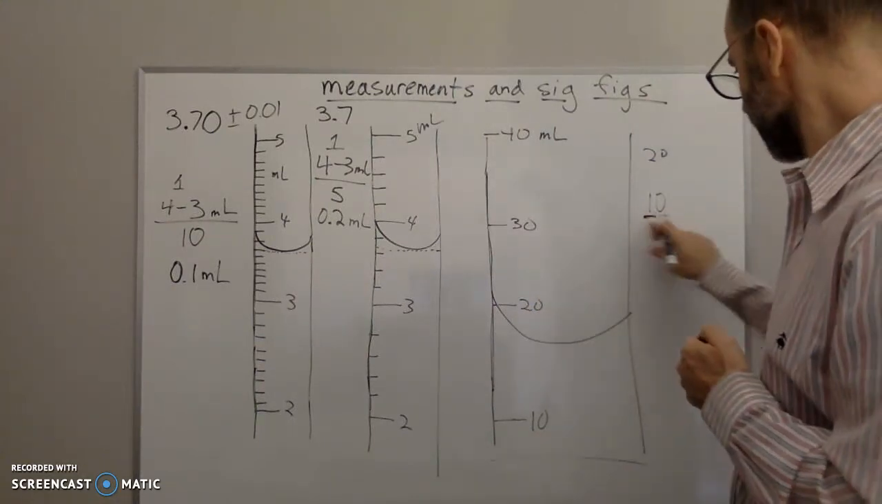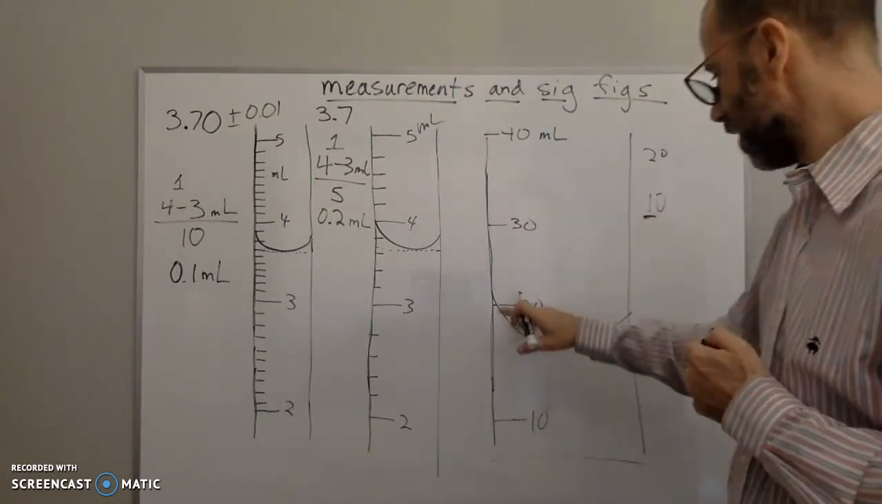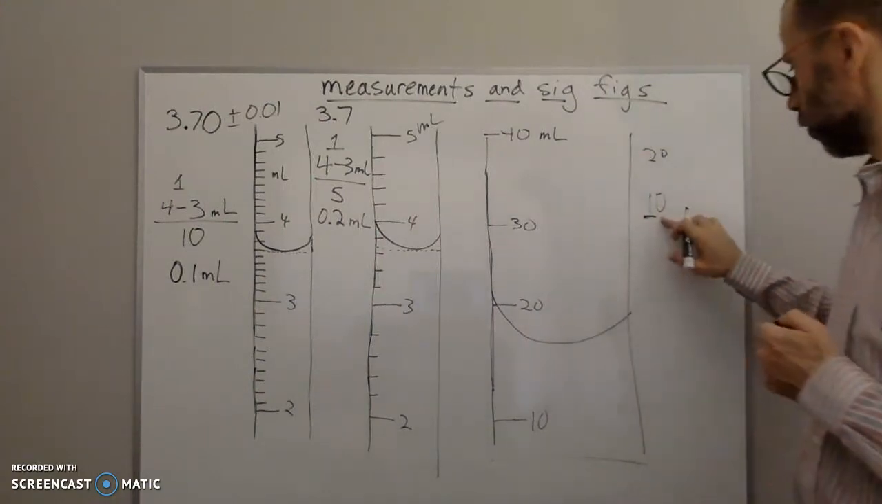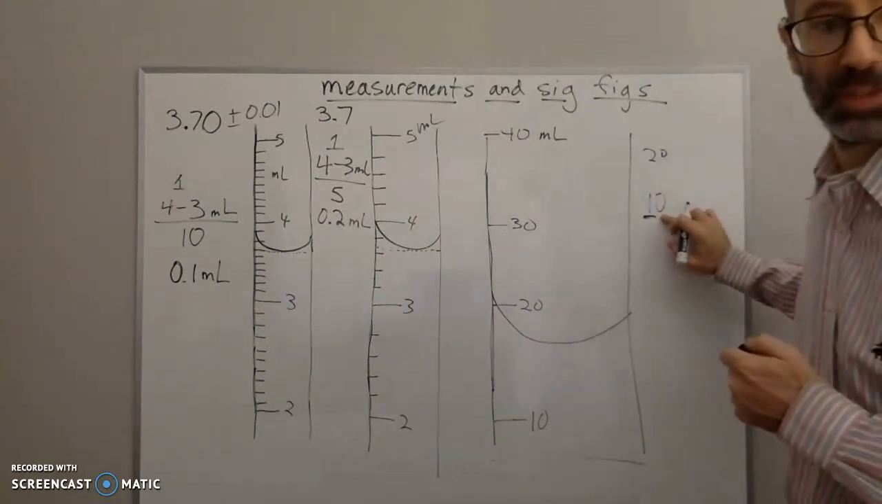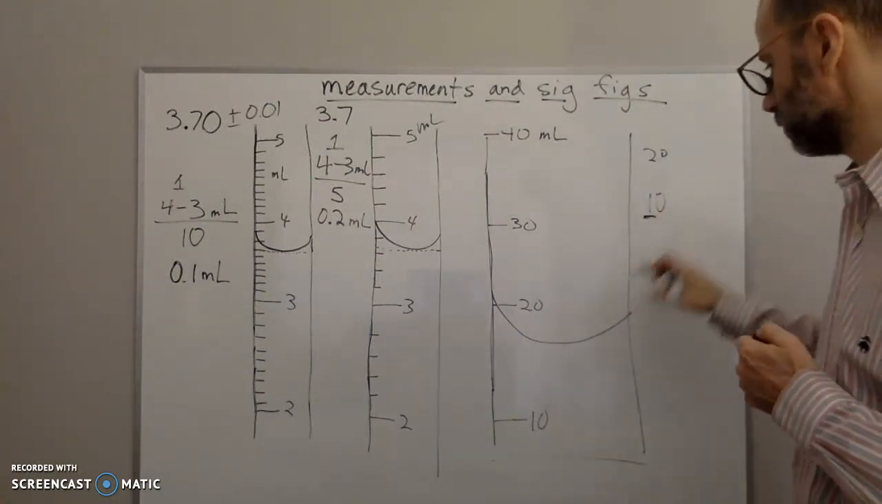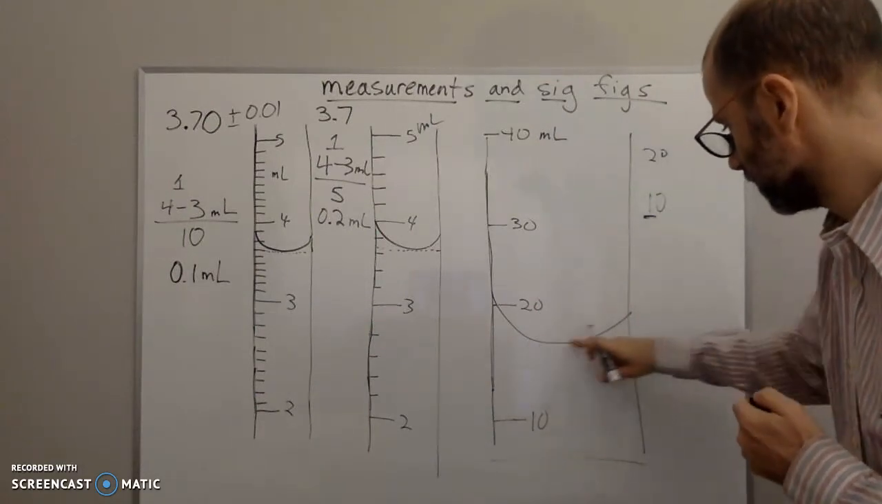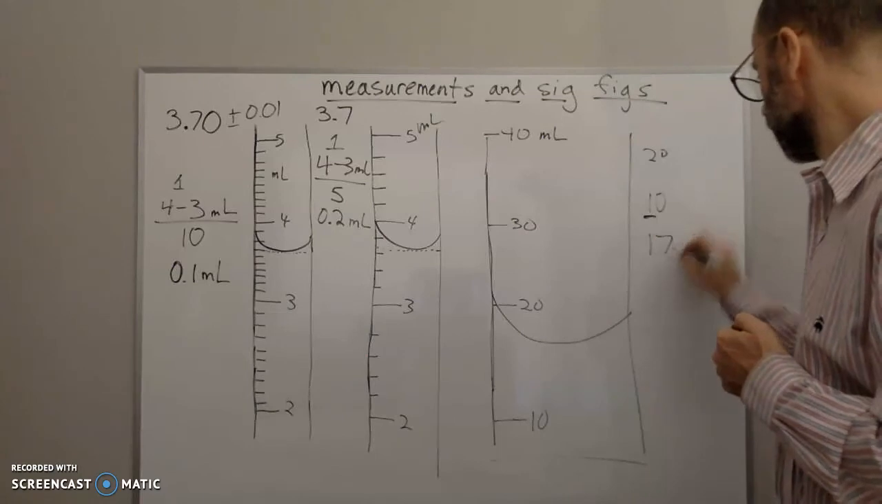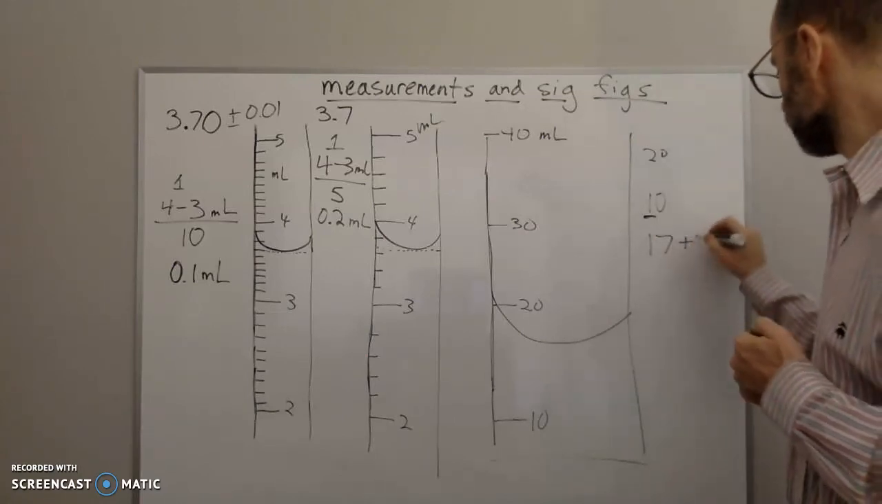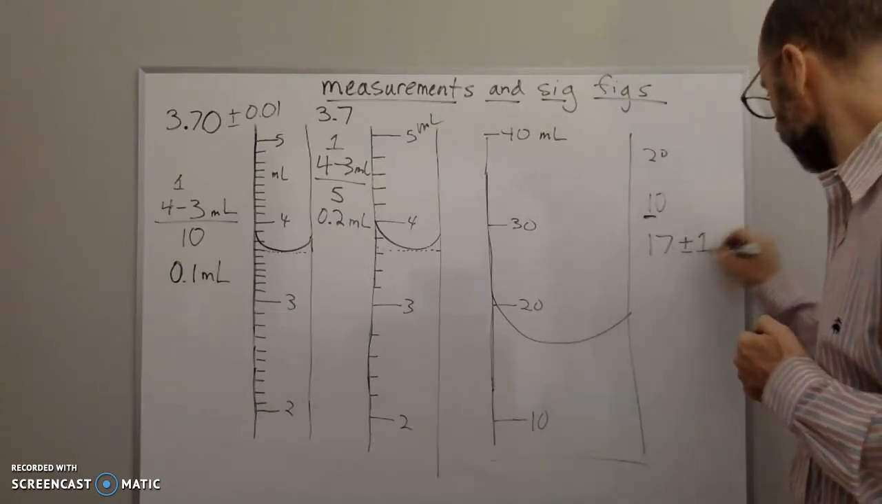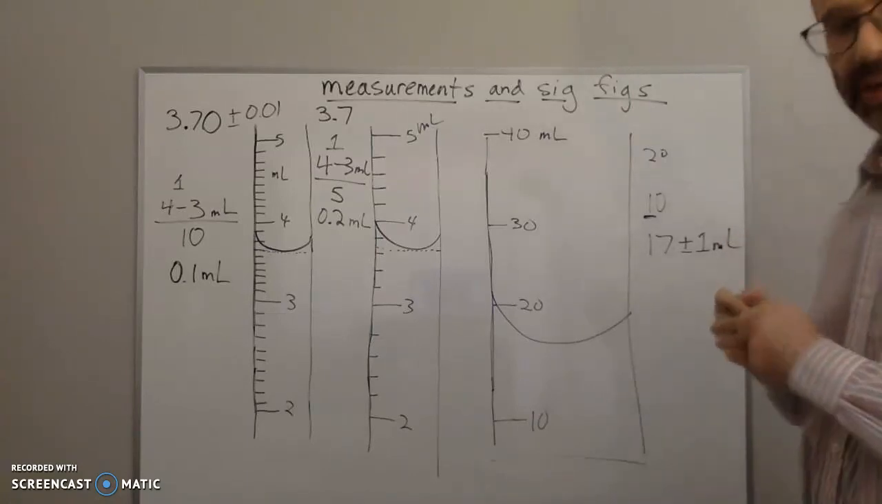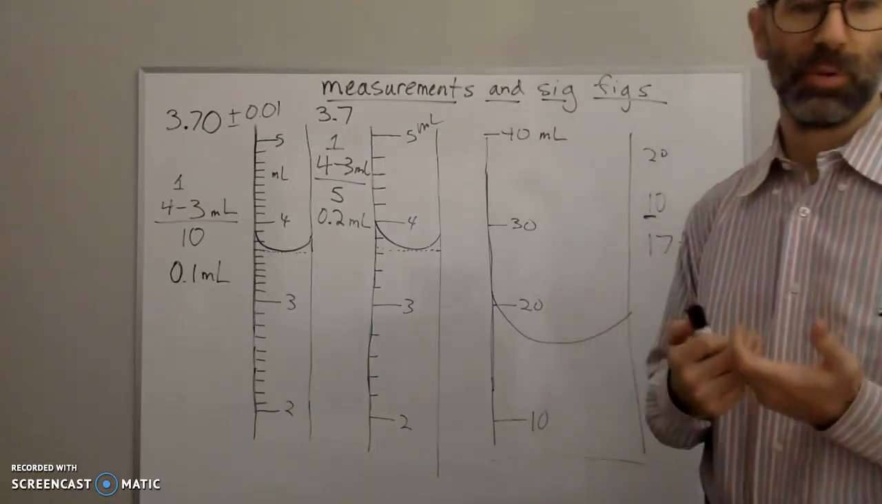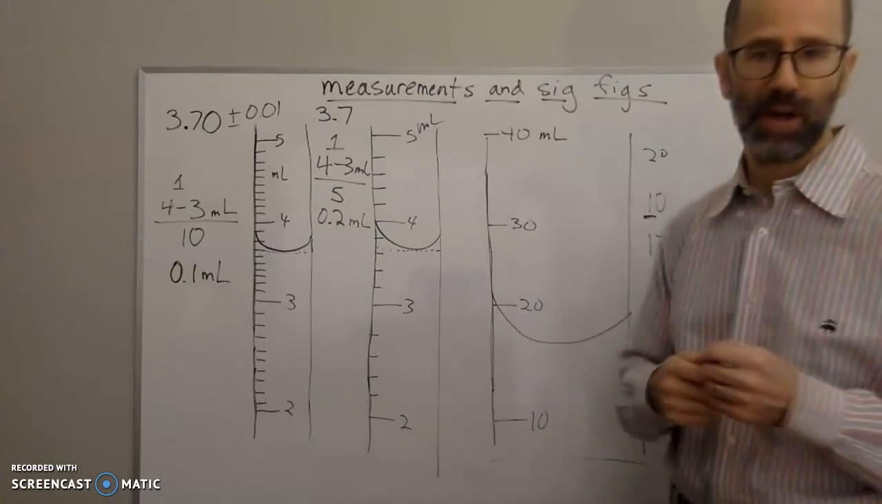So I got this. I got the 10s. So now I'm able to estimate 1 place over. So I can estimate the ones place. So here I'm going to estimate, maybe it's a 7. So if I estimate 7, so it's 7 milliliters, and then that's going to be plus or minus 1 milliliter, right?